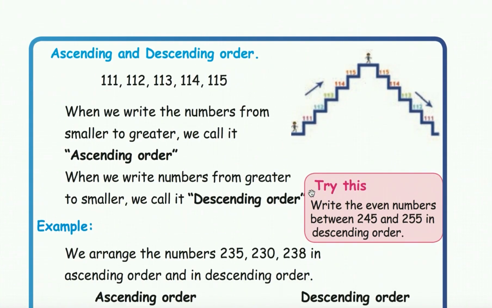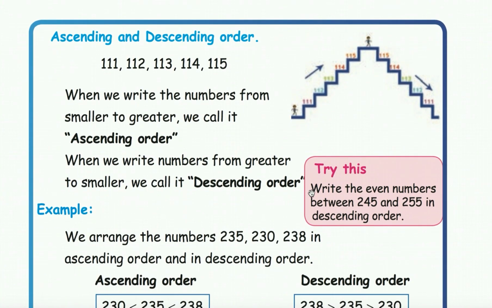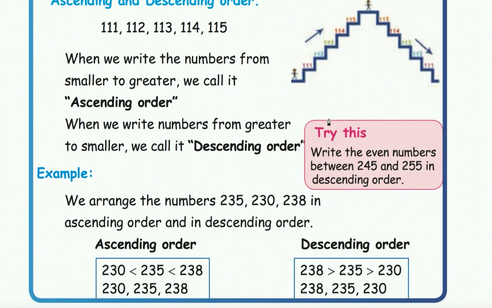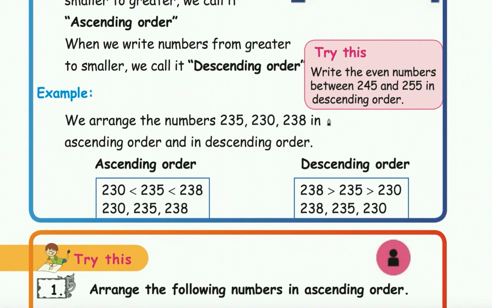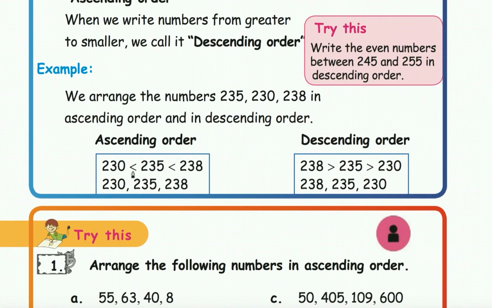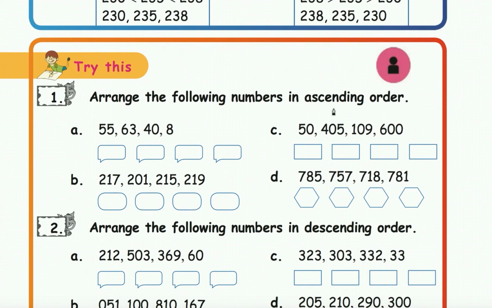Okay. Ascending and descending order. If you go in this way, 111, 112, 113, 114, 115, this is called ascending order. From smaller to greater is ascending, and greater to smaller is descending. 230 is less than 235, less than 238. 238 is greater than 235, greater than 230. Okay, fine. Arrange the following numbers in ascending order.